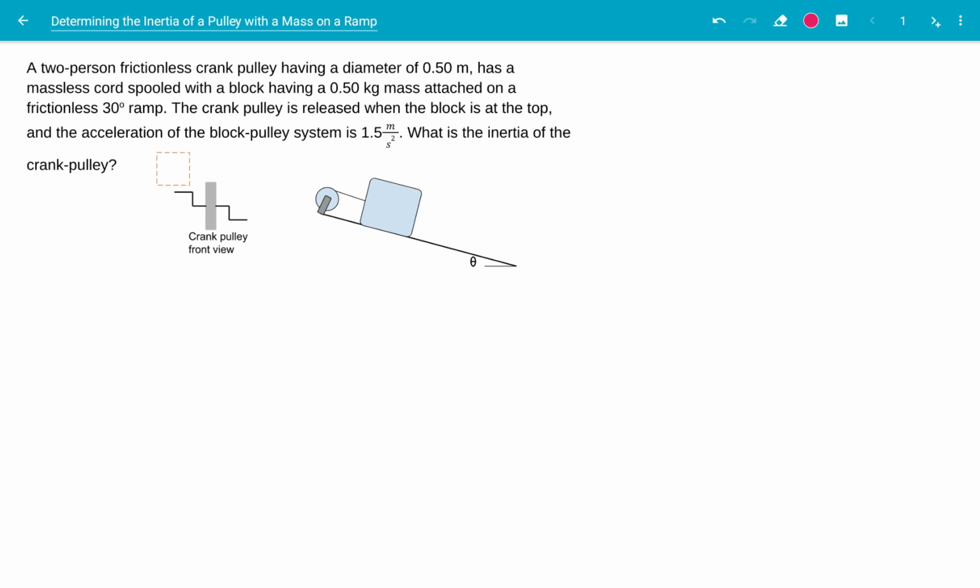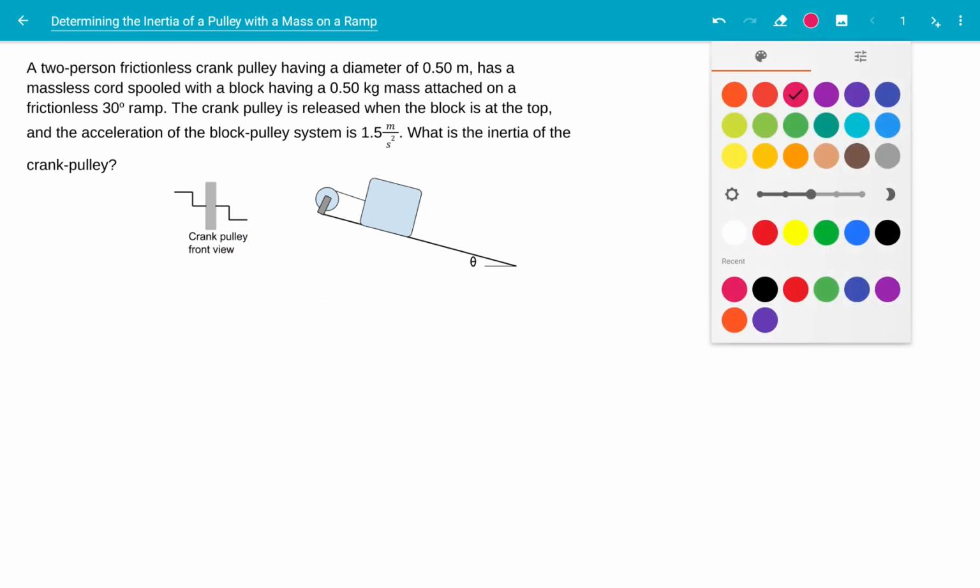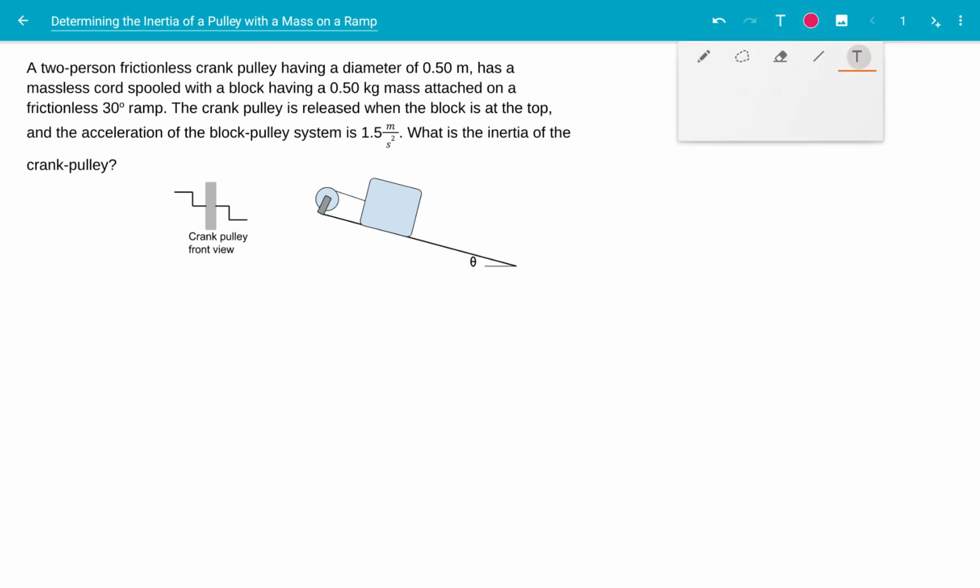The crank pulley is right here, off to the left. It's right over here, and it's just two people crank it and bring it up. So the tension is on the cord here.